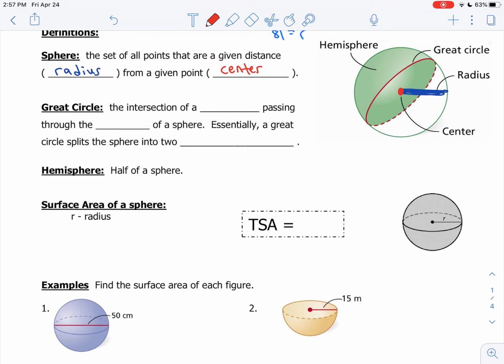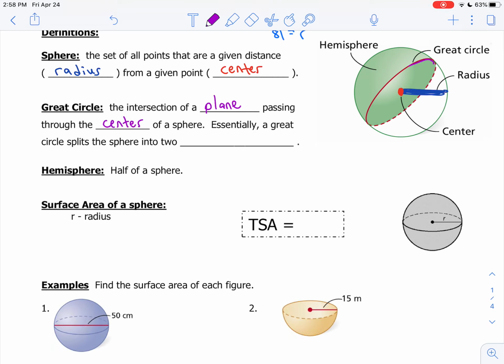So any point the same distance away from that center in any direction would form the beautiful, perfect sphere. Now another vocab word is the great circle. Best way to think about a great circle is think about the equator. It's the intersection of a plane passing through the center of a sphere.